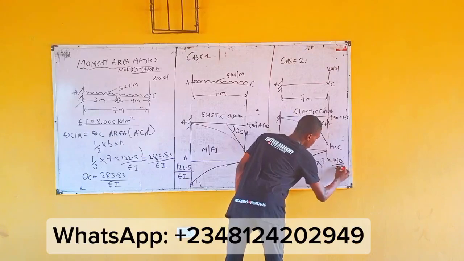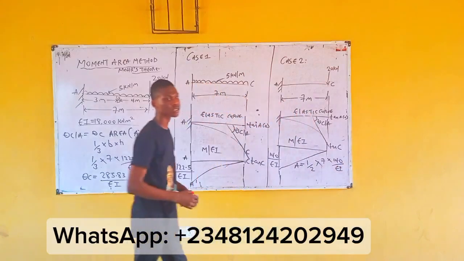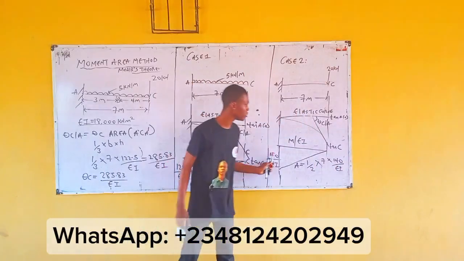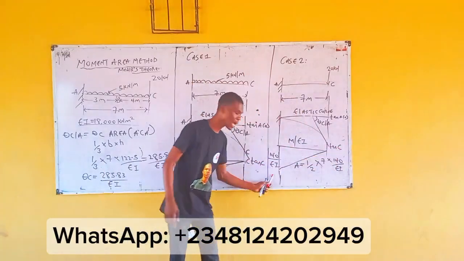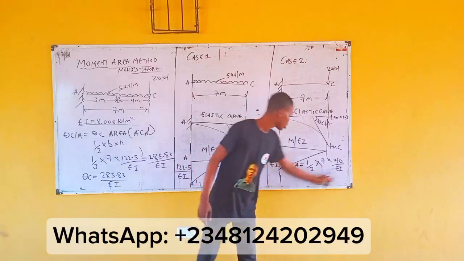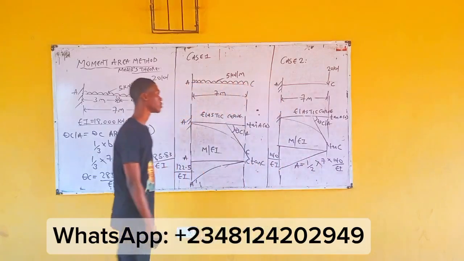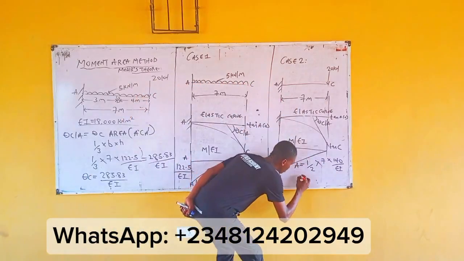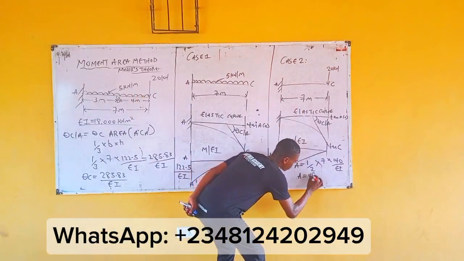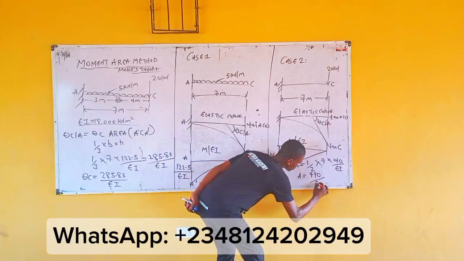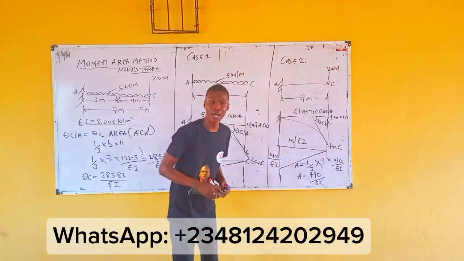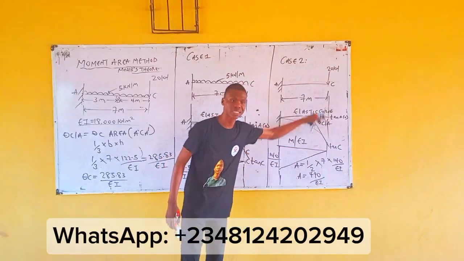140 over what? EI. Is that correct? 1/2 times the breadth, 7 times the height, 140 over EI. Now, you put this in your calculator. What do you have? By the time you do this in your calculator, you have that the area is equal to 490 over EI. And not just area, this area means the slope at C.